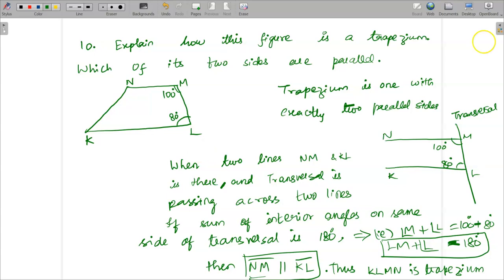So we just have to prove that whenever we have two lines and a transversal across them, and this transversal forms two interior angles, if the sum of the two interior angles, that is angle M plus angle L, is 180 degrees, then I can say that NM is parallel to KL. If NM is parallel to KL, then definitely KLMN is a trapezium.